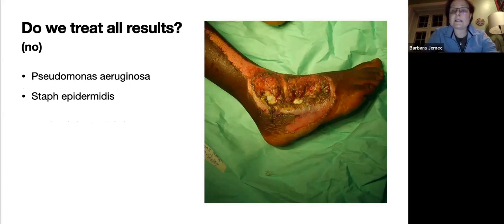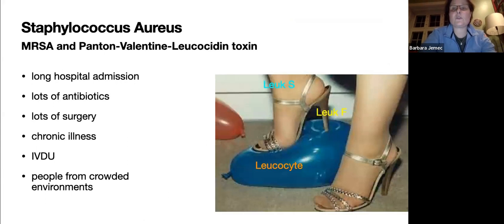Staph epidermidis at the same time, also not particularly dangerous unless you have metalwork. Now, if you have metalwork, or if you have silicone implants in hands like Swanson's arthroplasties, then it becomes dangerous. Then we don't want to have that. Then we want to talk about the most common bacteria. So there is Staphylococcus aureus, by far the most common bacteria. I want to talk about MRSA and Panton-Valentine leukocidin toxin, or PVL for short.